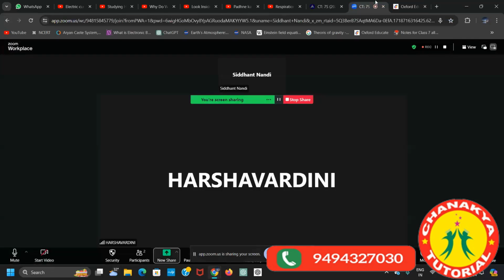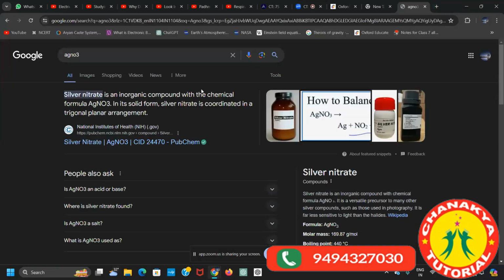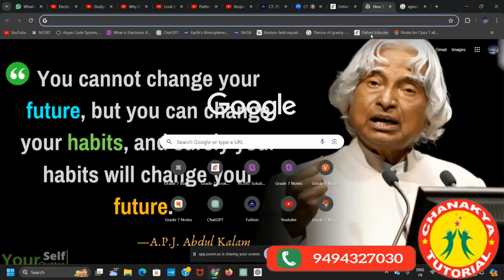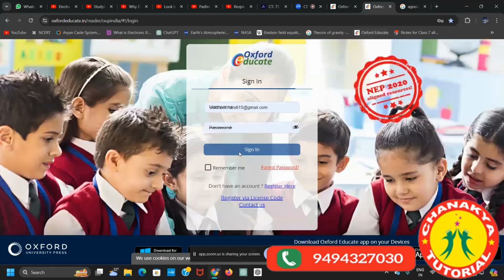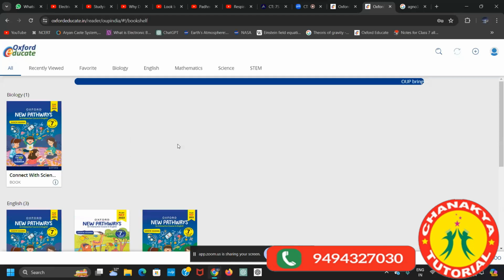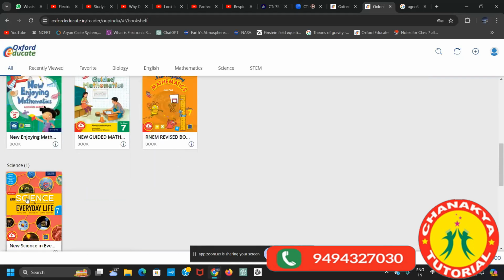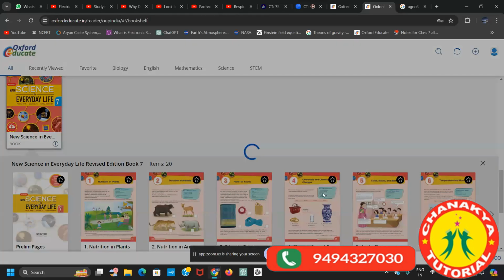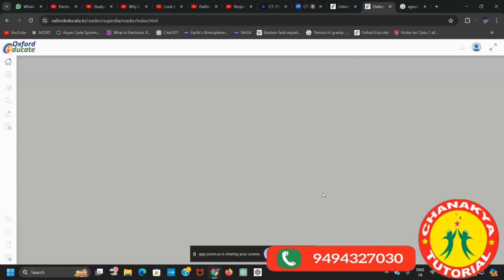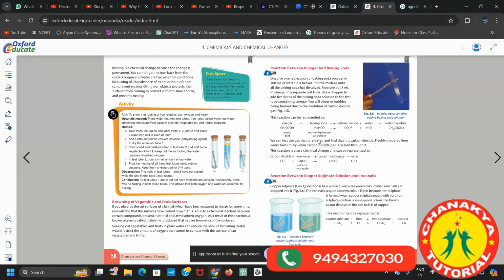AgNO3 is a salt, right? I mean, it's silver nitrate. Yes, it is silver nitrate. It's a salt, right? I'm sure it's a base. No, it's not. See, bases and salts are different. A salt is a byproduct of acid and base combination, no? Silver nitrate is a salt. You can even touch silver nitrate. It is a visible, macroscopic salt.